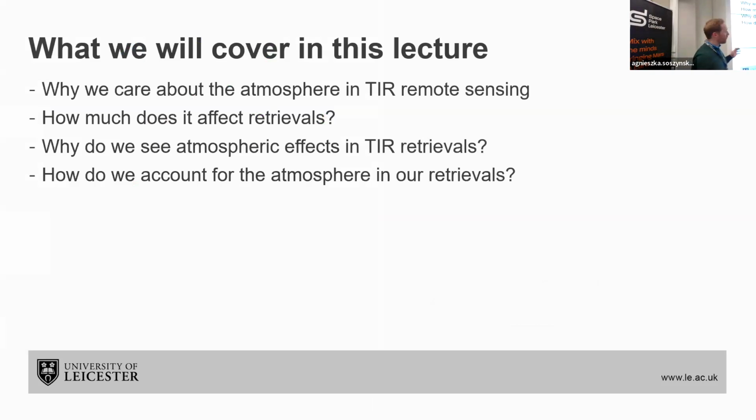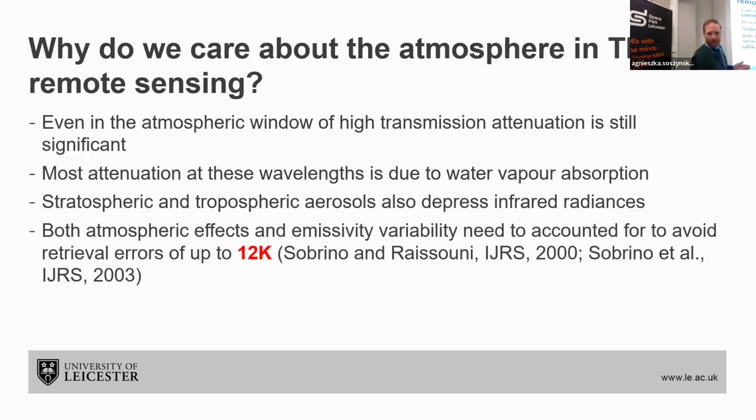So I'm going to go through a few things. Firstly, why we care, and then how it affects retrievals, how we know it affects retrievals, sort of into why, and then what we could do to start accounting for this, while being very careful to talk in a general and nondescript manner so I don't talk about any retrieval algorithm in specifics, because Agnieszka will cover that later.